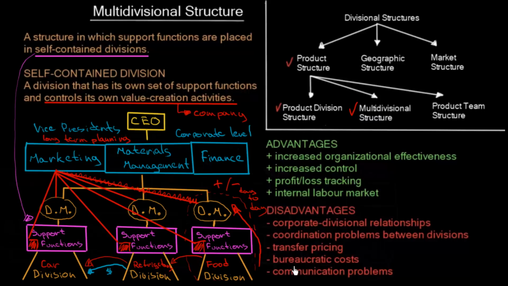Then of course you have bureaucratic cost. Because of this corporate level, these vice presidents are going to have very high salaries. Then you have some communication problems, but that one we have mentioned already. So what is important to mention? For the multi-divisional structure, you can see it in the case of some very big companies where the company would like to manage divisions with very dissimilar products, and due to that, separate support functions and a corporate level of vice presidents are created.